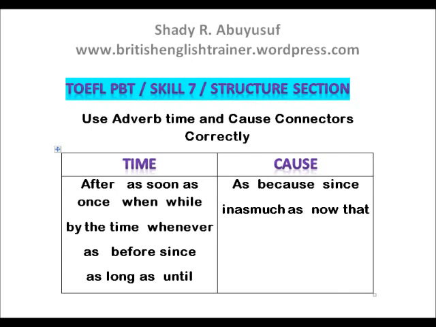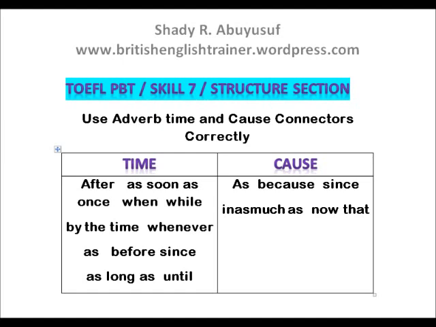Abu Yusuf. Today in this skill we're going to talk about skill 7. Now what is the title of skill 7? Skill 7 is about using adverb, time and cause connectors correctly. Using adverb time and cause connectors correctly. Now let's see first what adverb time and cause connectors are.